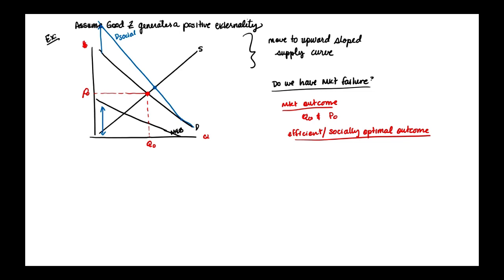Everyone agree that we want to be at that output level right here, Q1? And price would be what? P1. Everyone agree with that? So the socially optimal level is Q1 and P1. So what's different about this versus the previous way we drew it with the constant cost supply curve? Price. Now we're able to see that price should change. Price should be higher when this involves an external benefit.